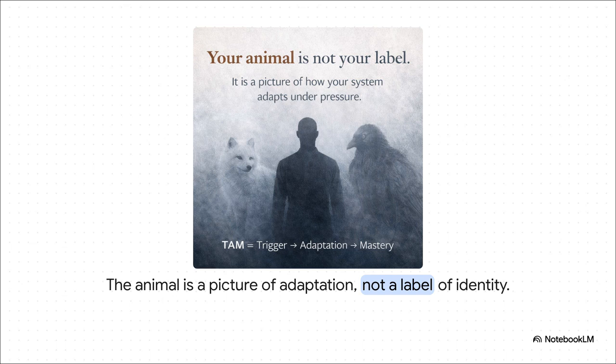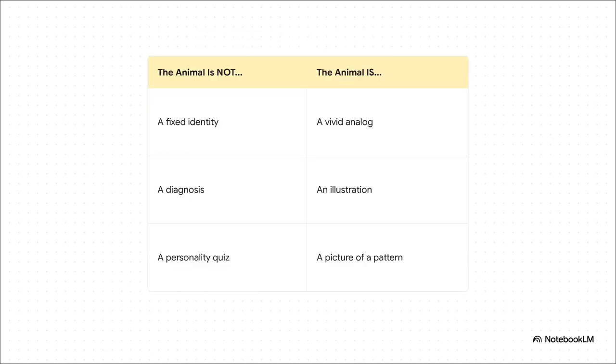Okay, this right here is the single most important idea to get. Your animal is not your label. It's not a box to stick yourself in. Think of it more like a snapshot of a process that's always in motion. It's a picture of how your system learned to adapt when the pressure was really on. And getting this difference is absolutely key. We're not talking about some fixed identity you're stuck with, and it's definitely not a diagnosis. Instead, the animal is just a really powerful analogy. It's an illustration that makes a complex, internal pattern way easier to see and to work with.